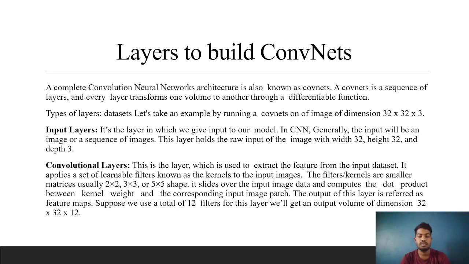Convolutional layer. This is the layer which is used to extract features from the input dataset. It applies a set of learnable filters, known as kernels, to the input images. The filters or kernels are smaller matrices, usually of size 2 x 2, 3 x 3, or 5 x 5. It slides over the input image data and computes the dot product between the kernel weights and the corresponding input image patch. The output of this layer is referred to as feature maps. Suppose we use a total of 32 filters for this layer, we will get an output volume of dimension 32 x 32 x 12.